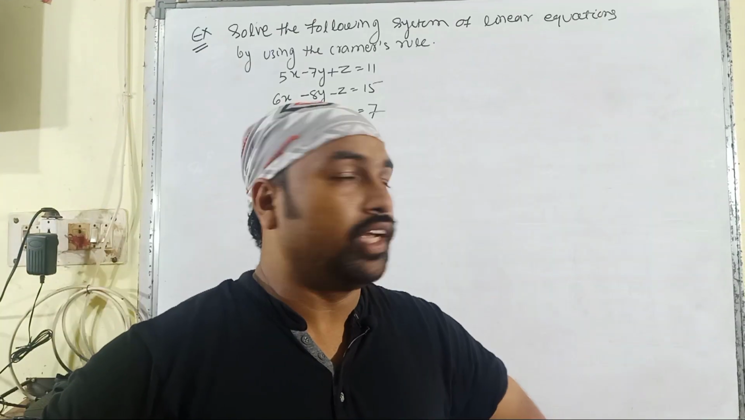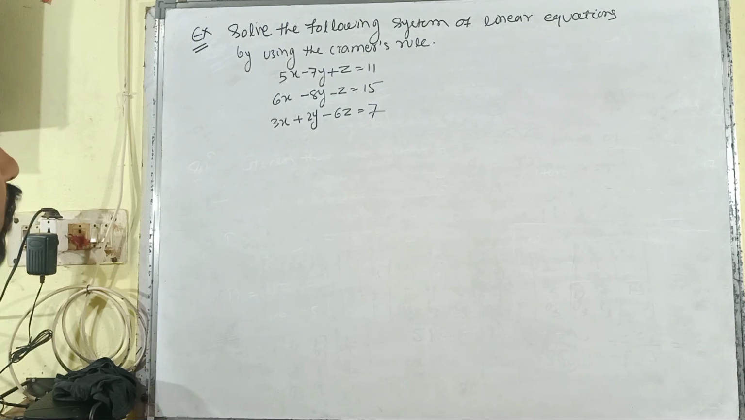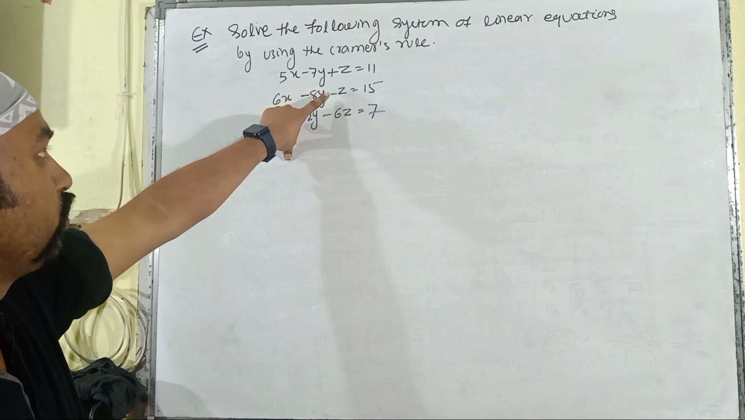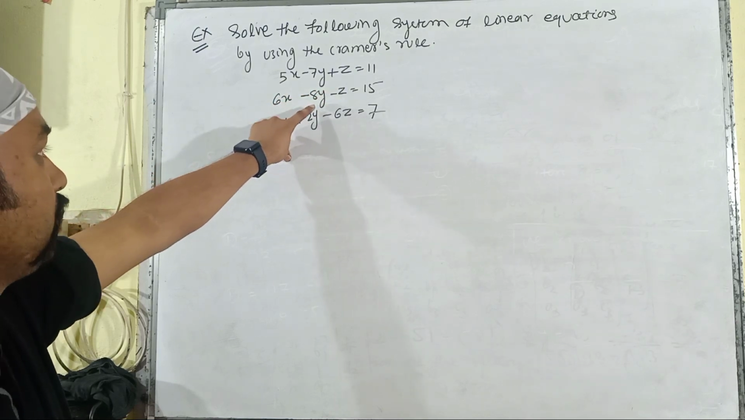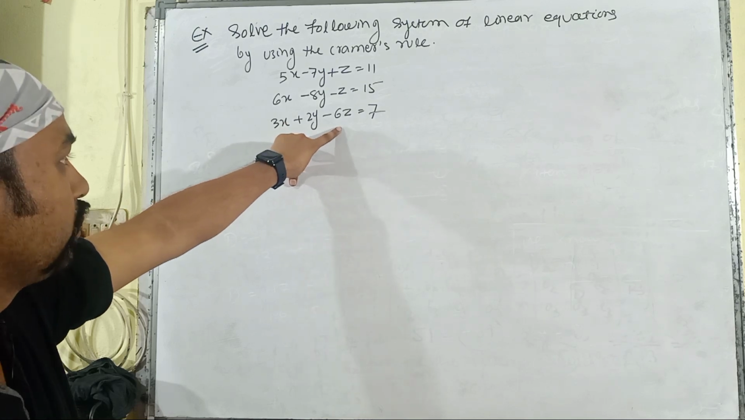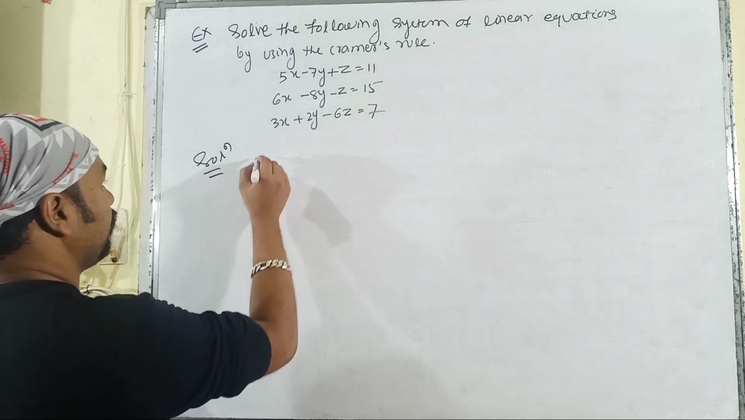Now coming to the second example based upon the Cramer's rule, solve the following system of linear equations by using the Cramer's rule. The three equations are given like 5x minus 7y plus z is equal to 11, and the second one is 6x minus 8y minus z is equal to 15, and the third one is 3x plus 2y minus 6z is equal to 7. And we have to solve it by the Cramer's rule.